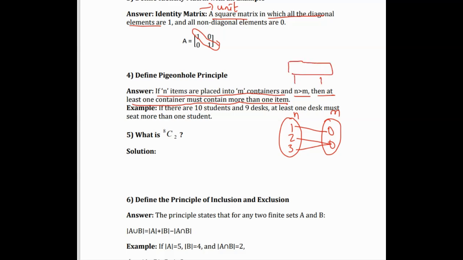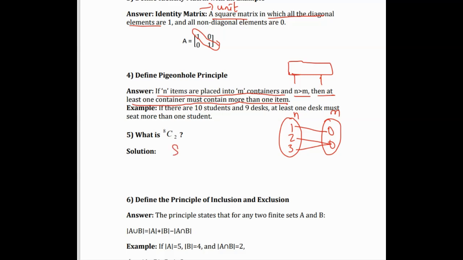In one desk you'll have two students extra. In one bench there will be two students. So here at least one bench should have more than one student in it. That is called the pigeonhole principle. Next one, you have 8c2.